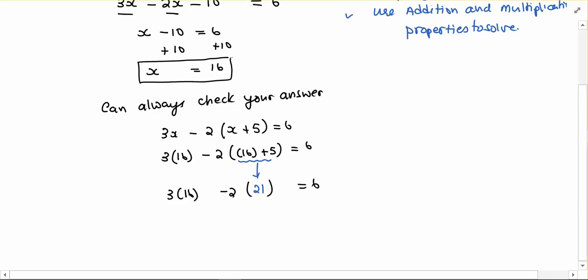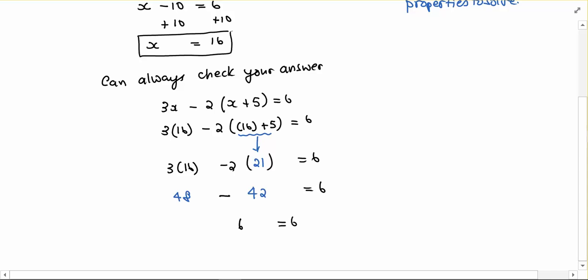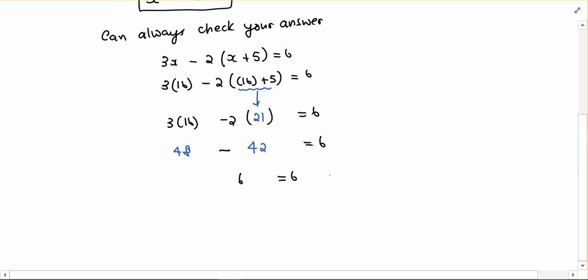And now I'm going to do multiplications. I have a choice of 2 multiplications, so I'm going to work from left to right. 3 times 16, that's 48, minus 2 times 21, that's 42, equals 6. And 48 minus 42 is indeed 6. 6 equals 6. Since the two sides are equal, this means x equals 16 is indeed correct.